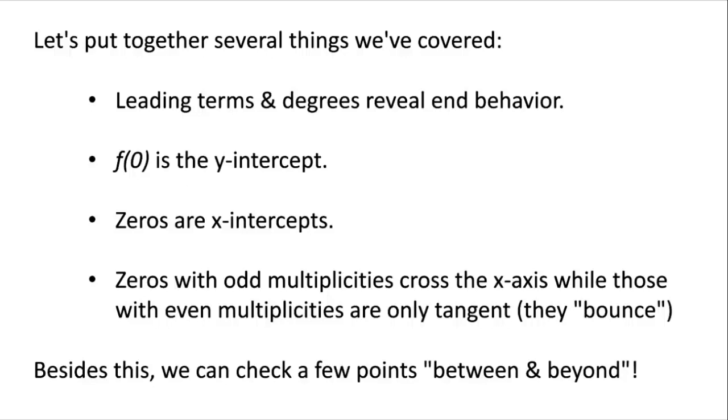Zeros with odd multiplicities cross the x-axis, while those with even multiplicities are tangent to the x-axis, which means they touch it without crossing. So it's kind of like they bounce and curve back the other direction. So besides these things, we're going to add just the concept of checking a few points between and beyond. Now, how many points should we check? There's no distinct number.